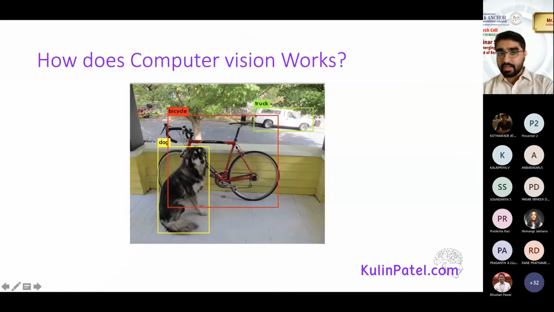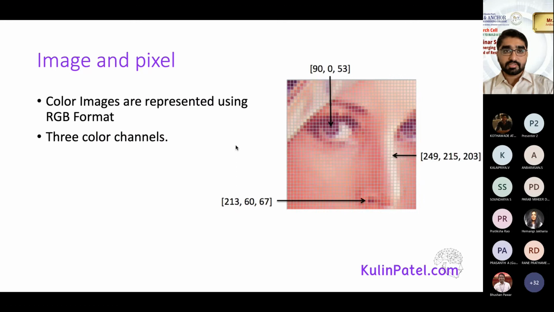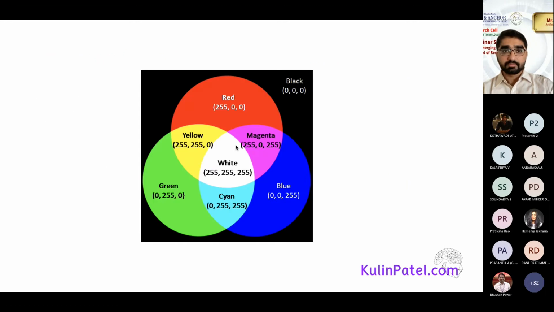So, now come to the second part of this session: how computer vision works. I'll show you the very basics. I don't want to go very deep, so I'll convey it in very layman language. First, we have to understand the image and the pixel. You are all from a computer background, so you know what pixels and images are, and the RGB color format: red, green, and blue.